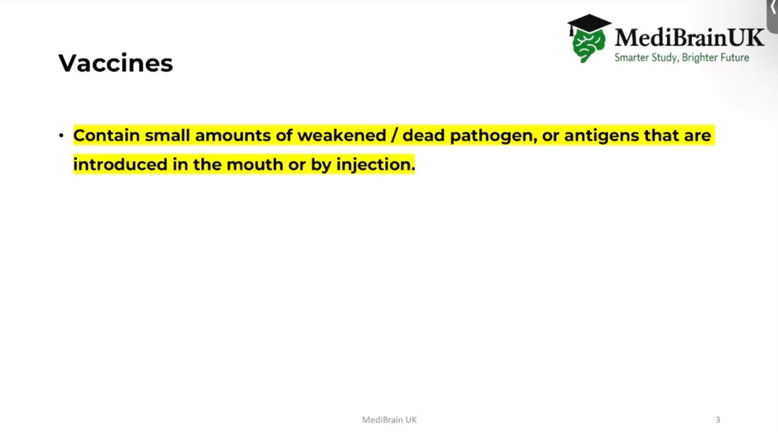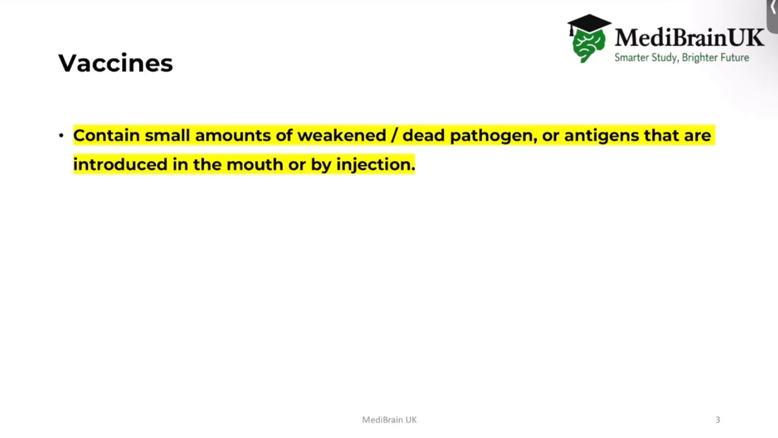So remember, a vaccine has these weakened or dead forms of the pathogen. That depends on the vaccine that you are receiving. It could also contain proteins of a pathogen or specific antigens from the pathogen, and that is introduced into your body. Because it's in a weakened or dead form, or it's only containing a part of that pathogen, it can't really harm your body in a detrimental way.